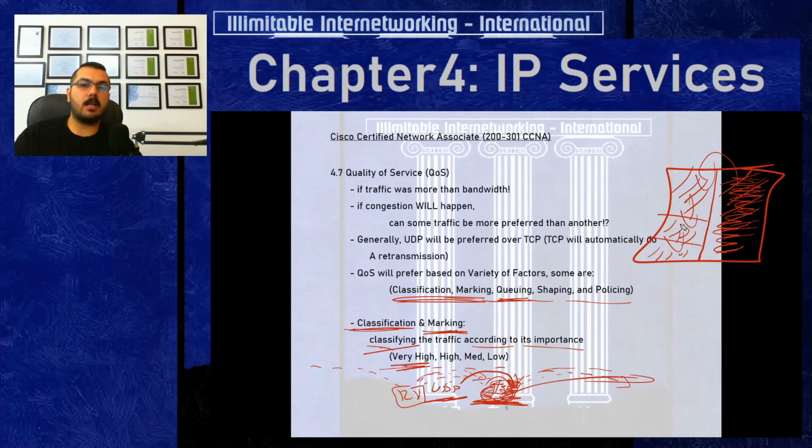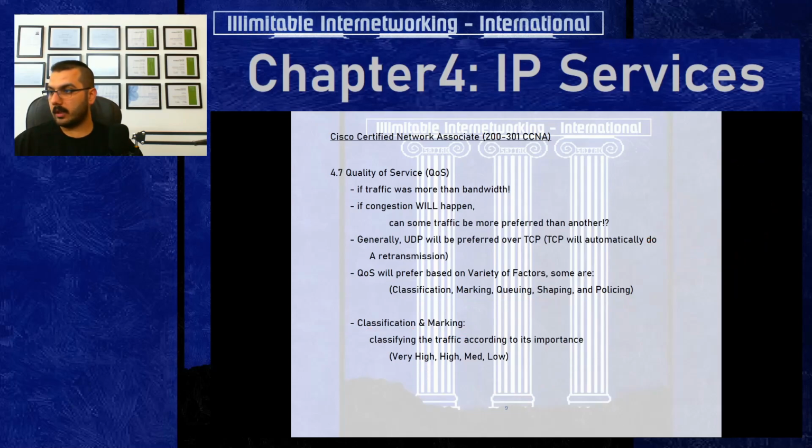So this is classifying and marking: I will mark this type of traffic as very high in the TX port. The important thing to know about classification and marking is where its action is actually performed, where the classification and marking happen. They are happening in the TX port. So this is the important thing to know about classification and marking. Those are the two terms explained for now.